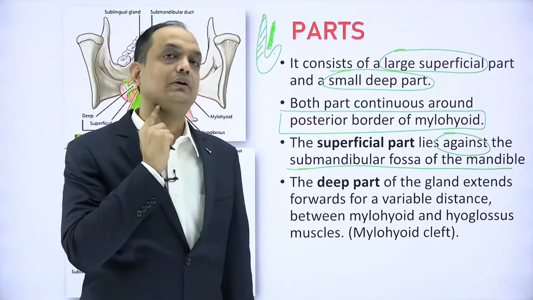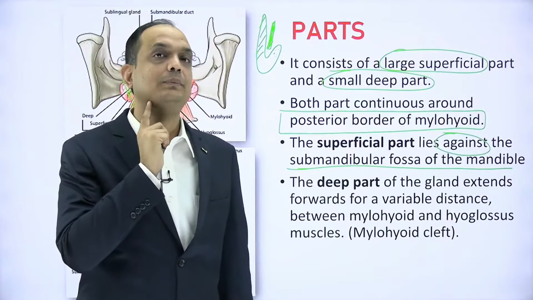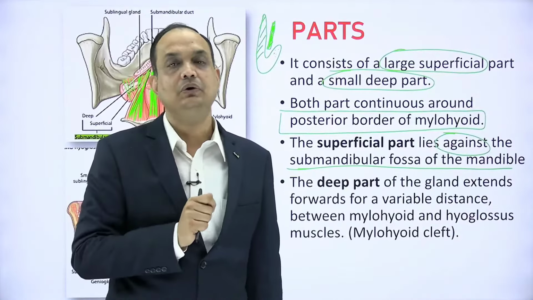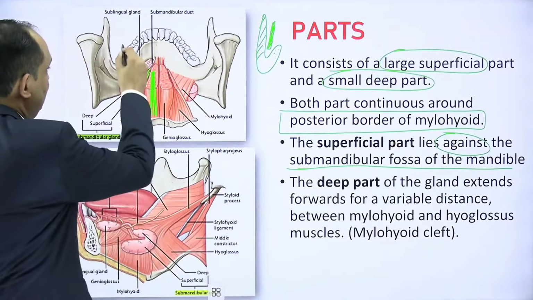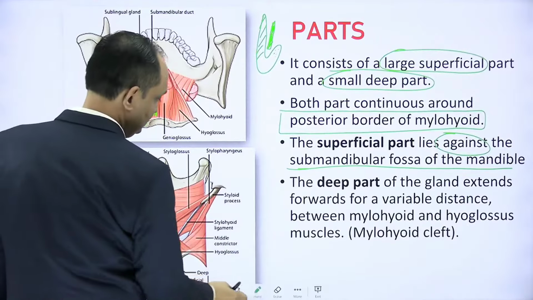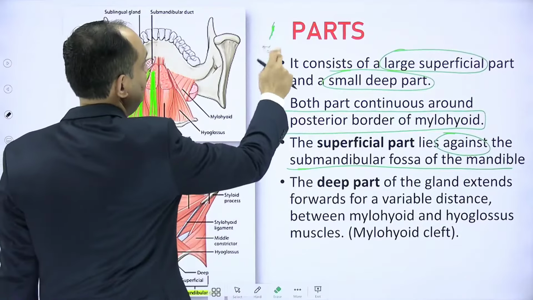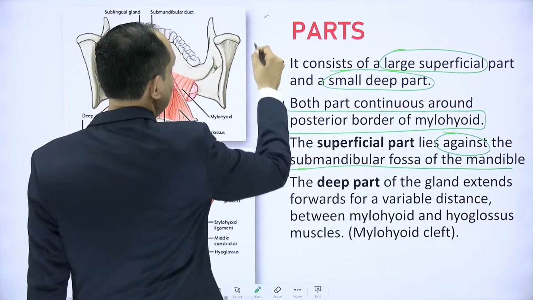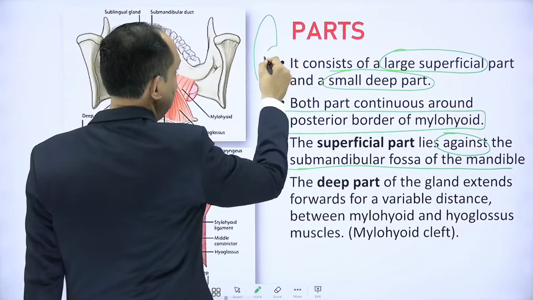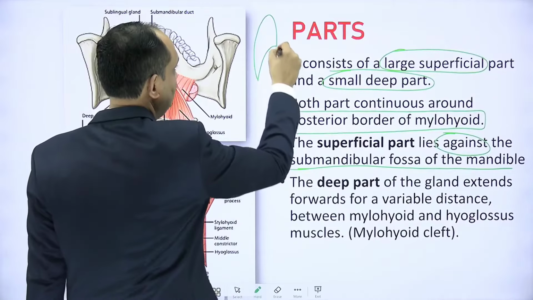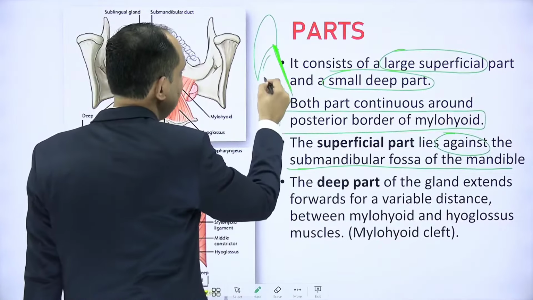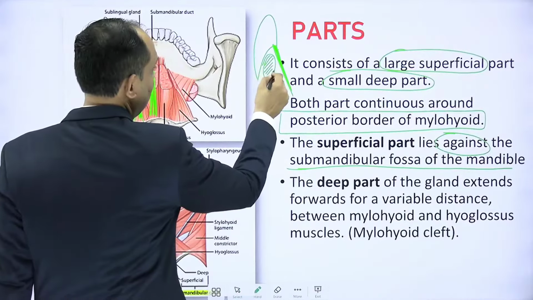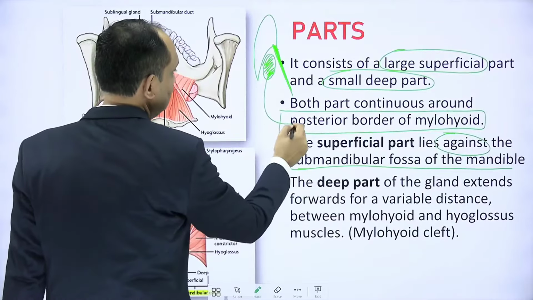Outside the mylohyoid you have the inner surface of the lower part of the mandible, known as the submandibular fossa, because the mylohyoid muscle goes up to the mylohyoid line. If you take the section from here, you will find the mylohyoid line on the inner side of the mandible. So this is your mandible, on it the mylohyoid line, and this is the submandibular fossa. Here you have the mylohyoid muscle. So there is a gap between the bone and the muscle, and in this gap you have the superficial part of the gland.